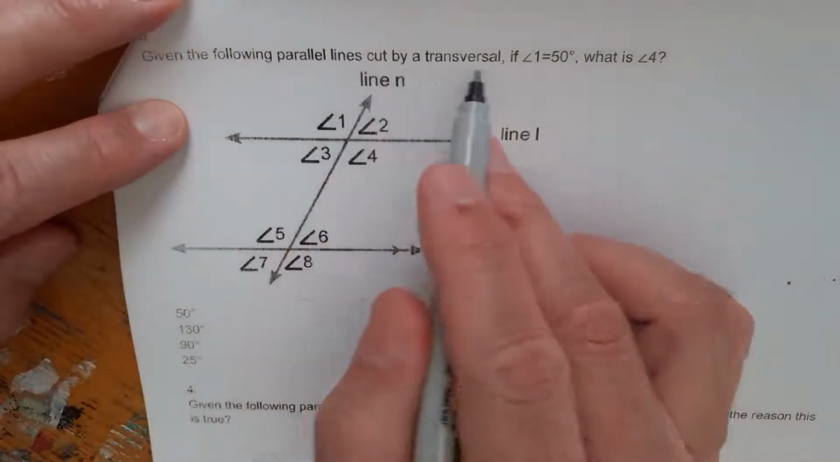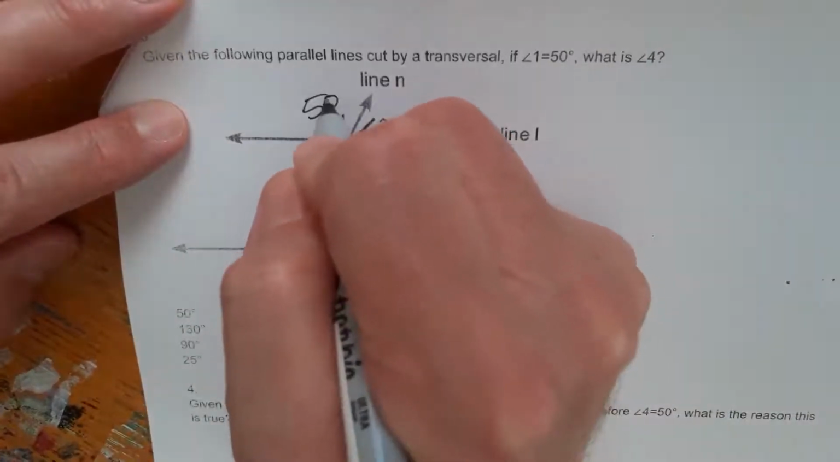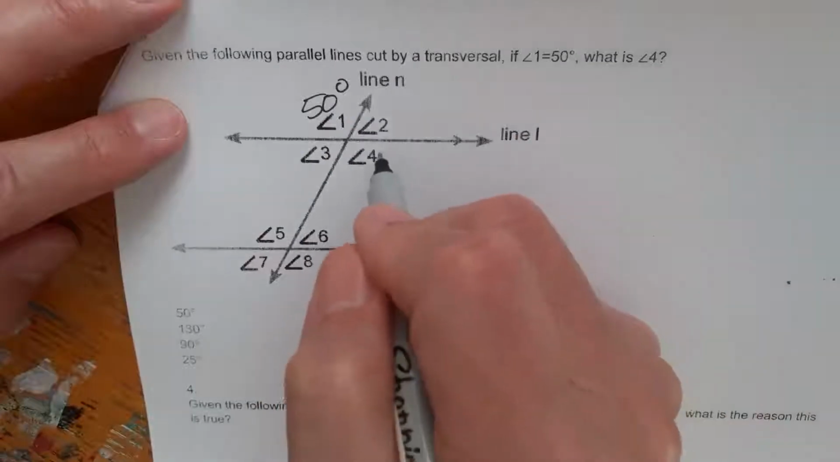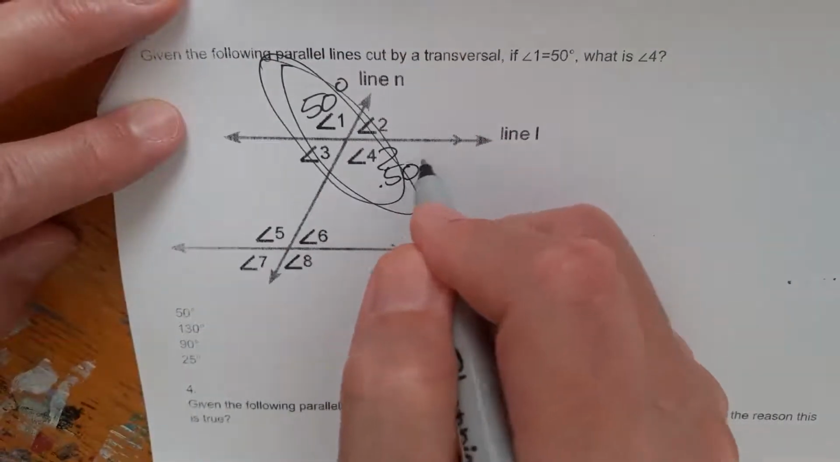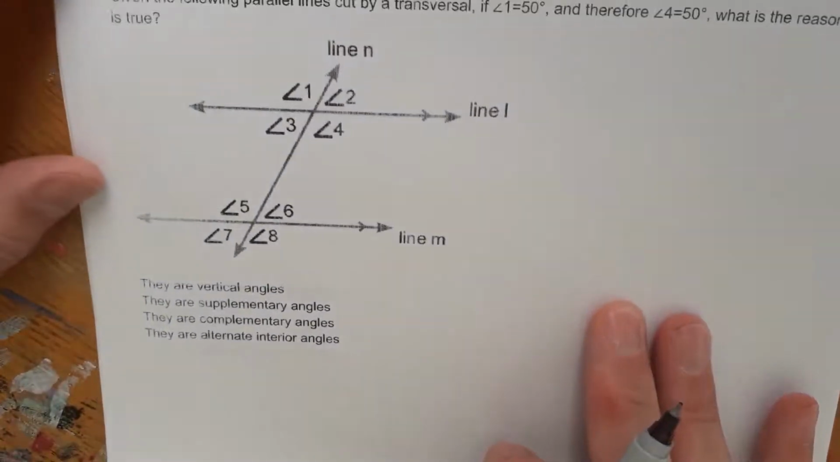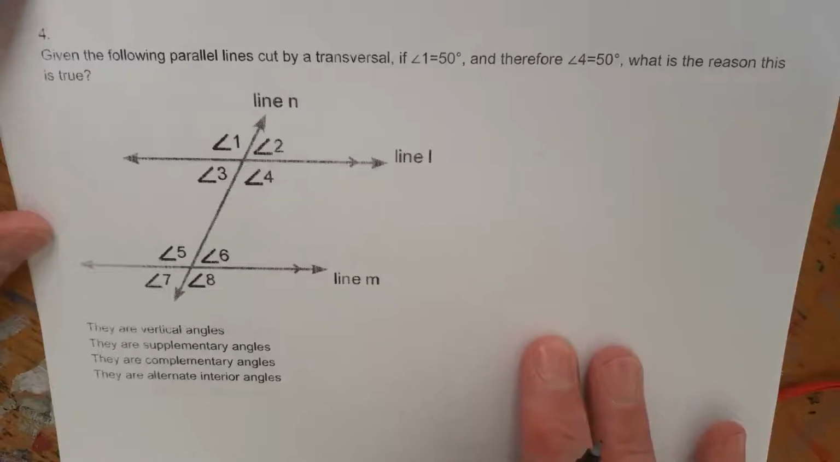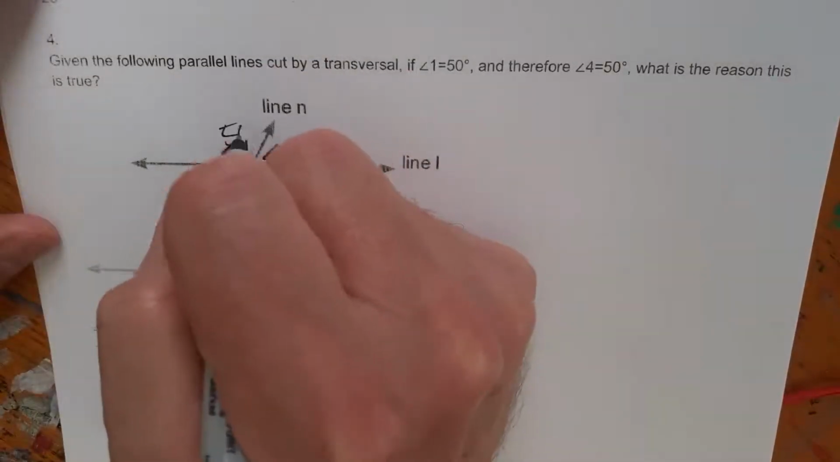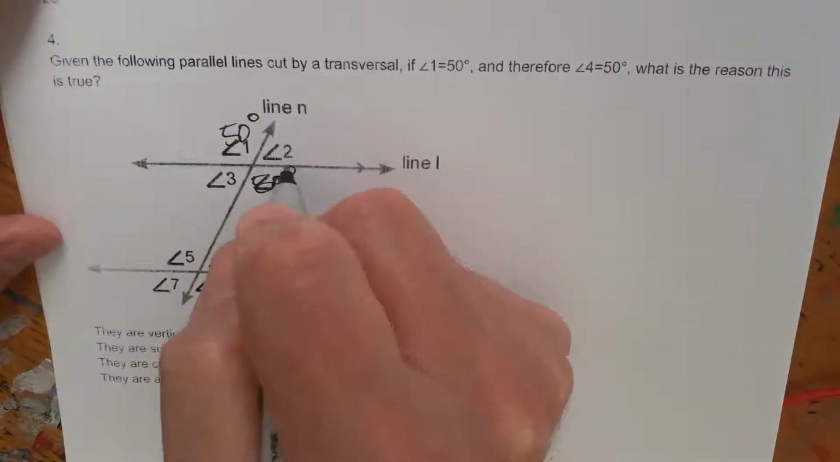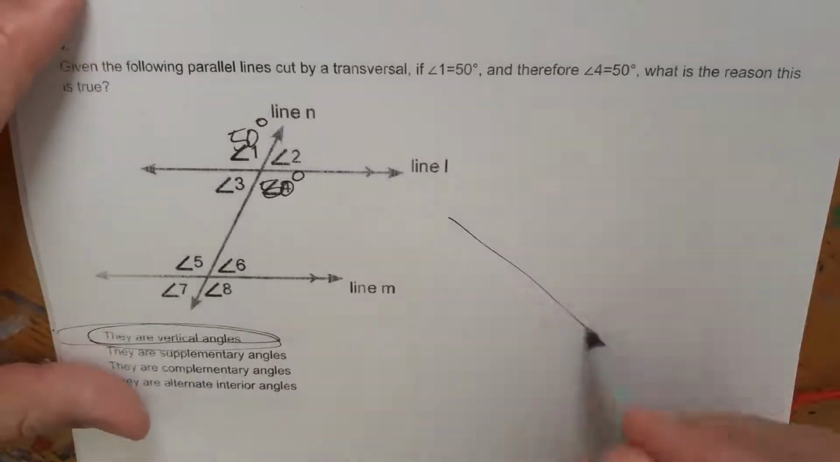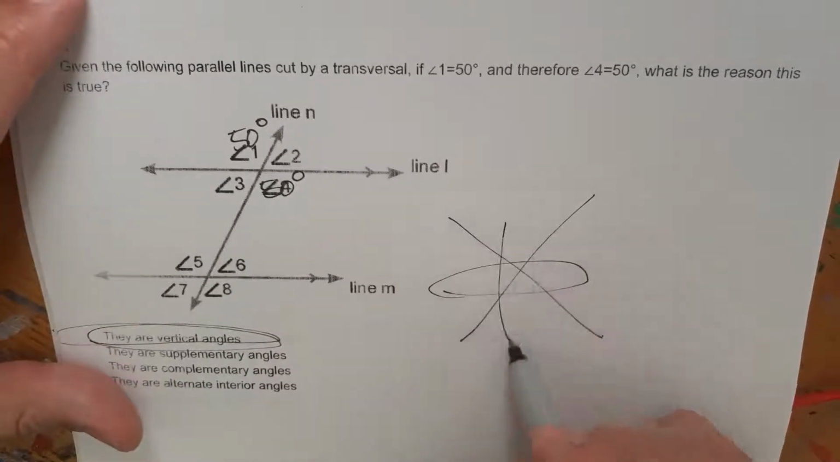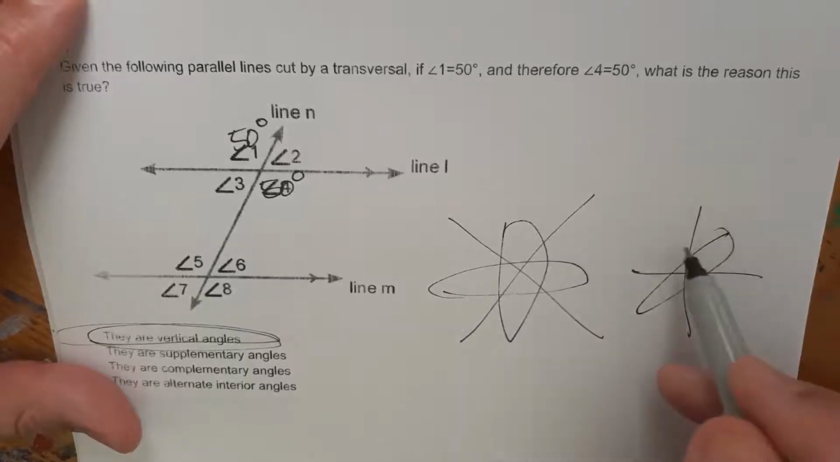So given the following, if angle 1 is 50, what's angle 4? Well, they are what's called vertical angles. They're across from each other, so this has to be 50 degrees. They tell me now: if this is 50 and this is 50, why? Vertical angles. That's the name of it. And remember to draw an X when you do vertical angles. These are equal and these are equal. Draw a plus. These are equal and these are equal.